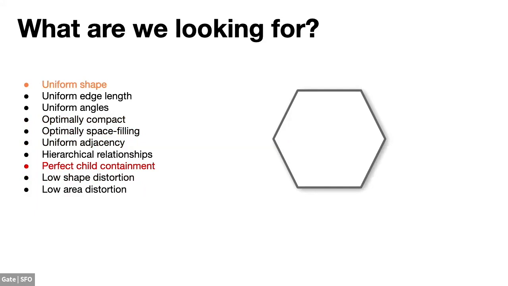Hexagons have this other set of properties, and the big trade-off here is that we don't get perfect child containment. But for almost everything else, with the possible exception of uniform shape, which I'll get to in a sec, hexagons are actually a really good choice for a grid system.